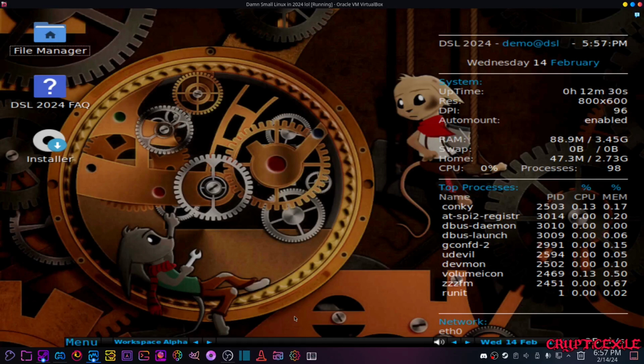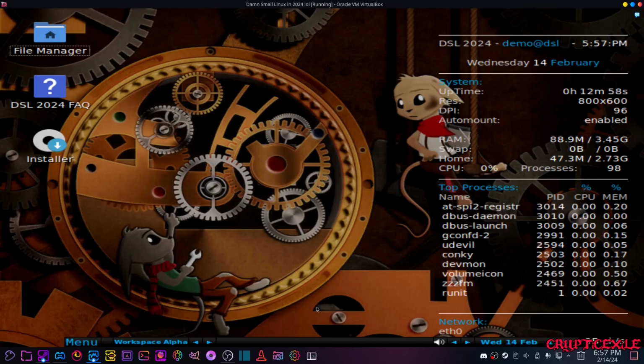And I love Fluxbox. I use Fluxbox heavily. I used to rice Fluxbox a lot. And it's because of Damn Small Linux that I got into Fluxbox, because they're the ones that actually introduced Fluxbox to me. I didn't know what Fluxbox was back then. I did use Blackbox, but I never used Fluxbox. And Fluxbox was actually pretty cool.